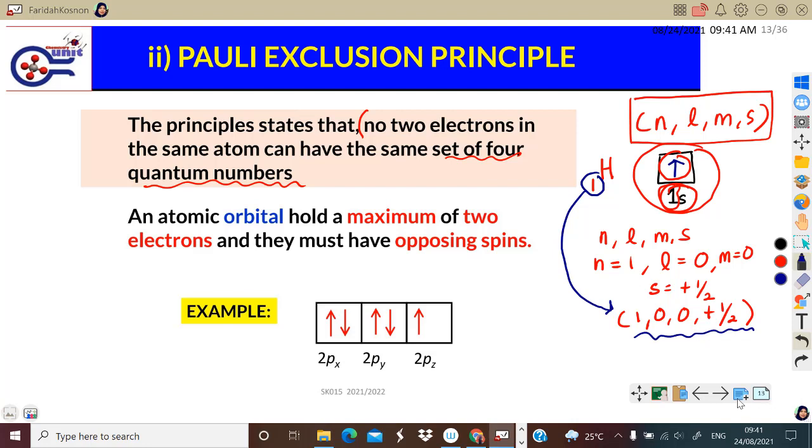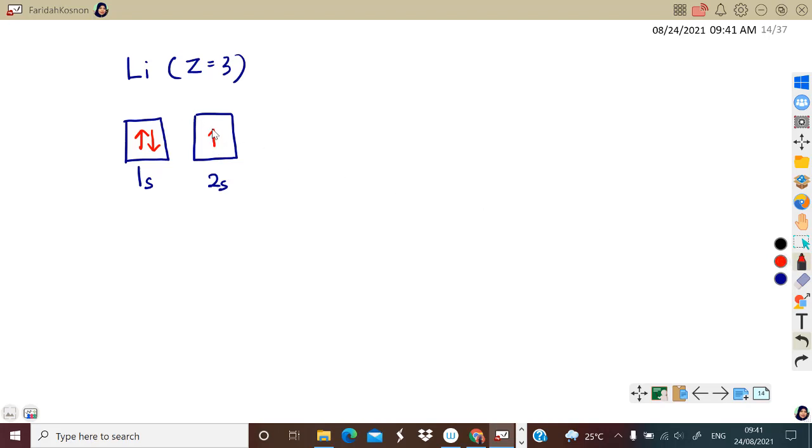Okay, saya tunjuk satu lagi sebelum kita pergi pada satu contoh yang lain. Kita ada apa tadi? Lithium. Lithium proton number 3. So, kalau kita buat orbital diagram dia, we start with 1s. How many electrons here? 2 electrons. Followed by 2s. Buat elok-elok kotak tu. How many electron? 1.